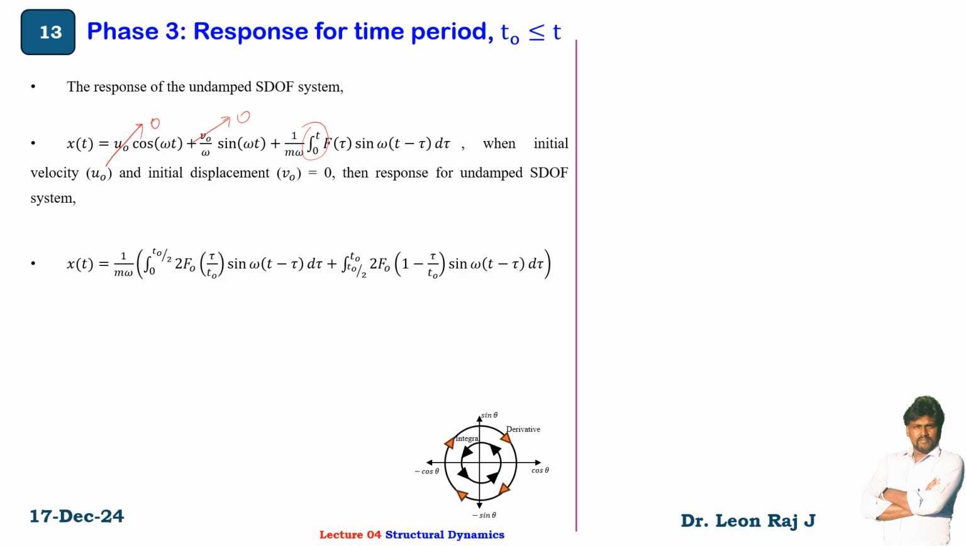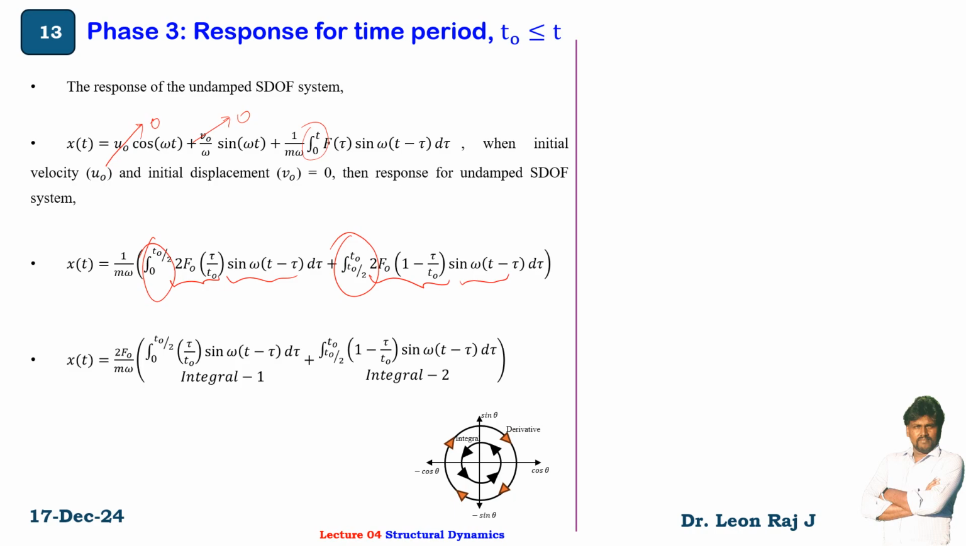But f of tau cannot be directly applied. So you have two terms. You have to apply 0 to t0 by 2 and t0 by 2 to t0 to be evaluated. So your forcing functions are 2f0 tau divided by t0 and 2f0 (1 minus tau divided by t0). The sine term is the same in both. So this part is named integral 1 and this part is named integral 2. For simplification, your integral 1 limits are from 0 to t0 by 2.